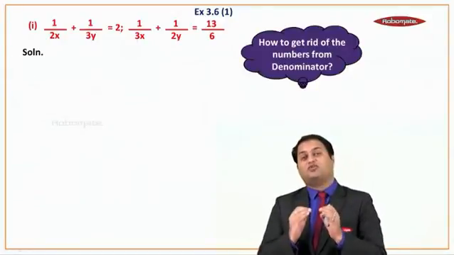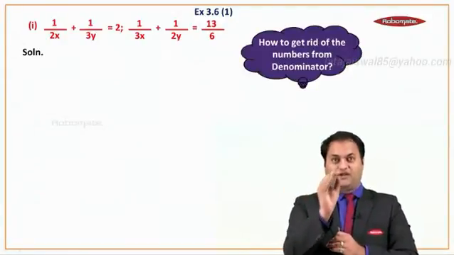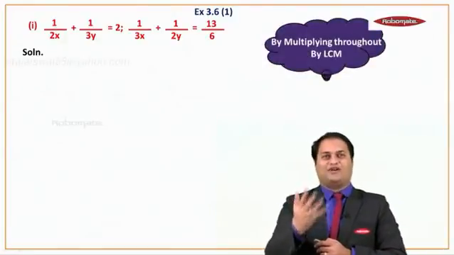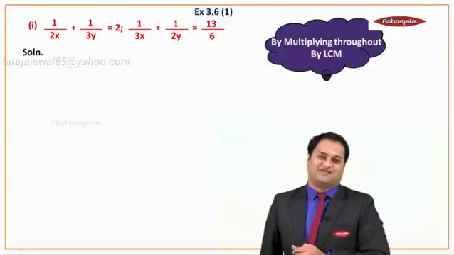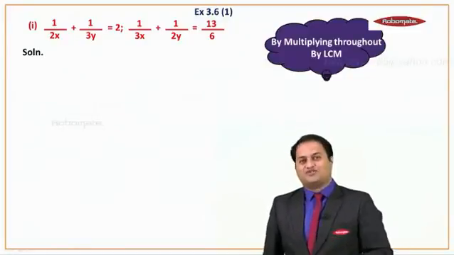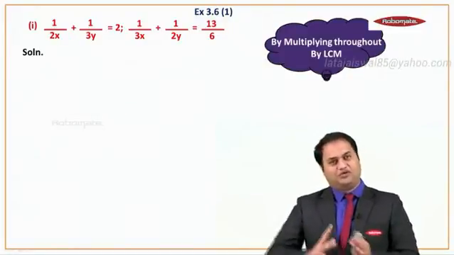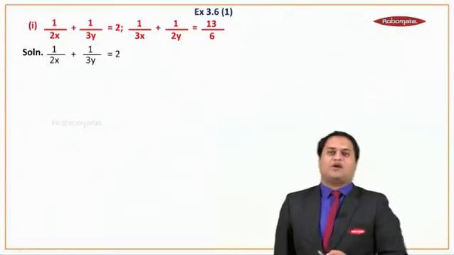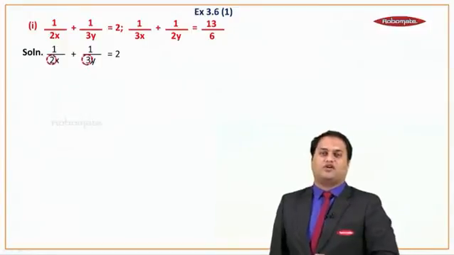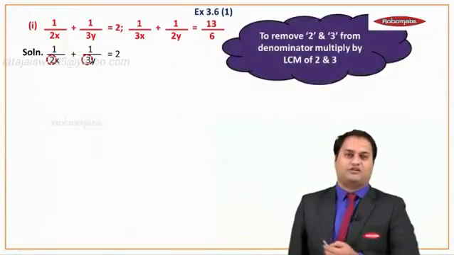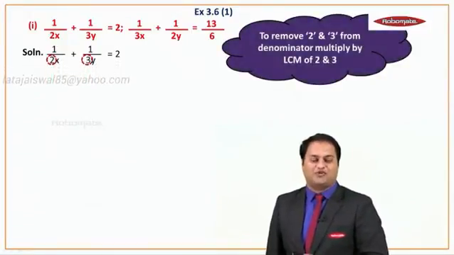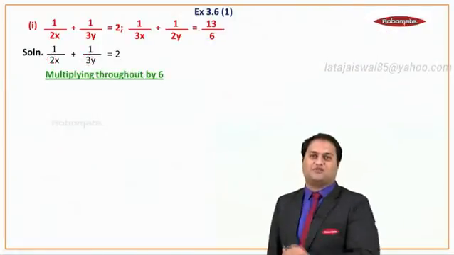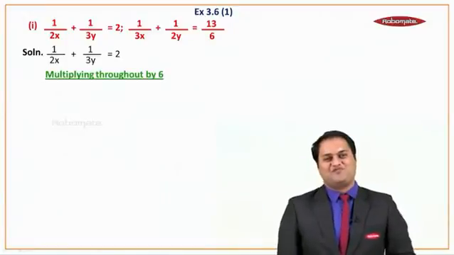Now the question is how to remove the numbers 2 and 3, 3, 2, 6 from the denominator. Obviously you already know it, we need to multiply throughout by the LCM. Right? So to get rid of the variables we substitute, to get rid of the numbers we multiply throughout by the LCM. Let's take the first. The denominators are 2 and 3. So to remove 2 and 3 we'll have to multiply by the LCM of 2 and 3. What is the LCM of 2 and 3? The LCM is 6. So let's multiply throughout by 6.